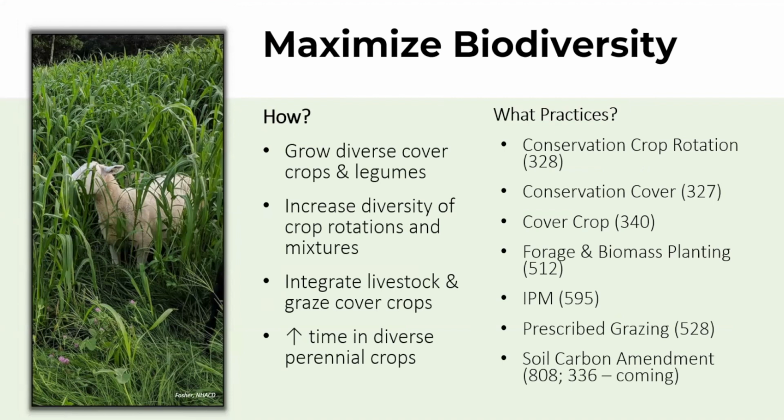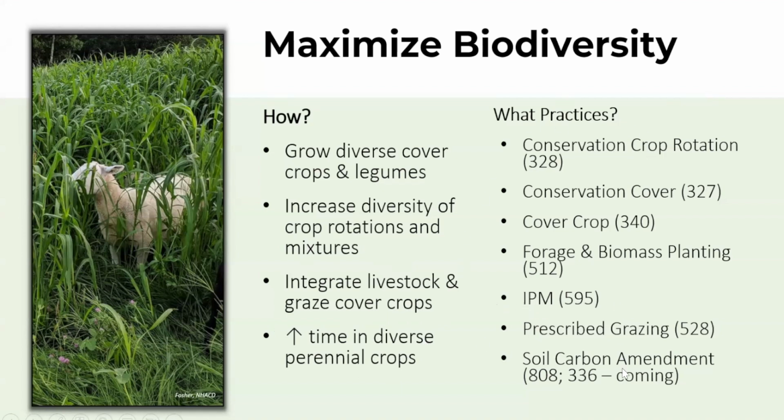These days, there are some pretty exciting groups out there, like the Savannah Institute is really helping folks adapt agroforestry to their situations. There's a host of ways to diversify, and we still need to work on the markets. That's one of the barriers that we'll talk about. But we really need more diversity in our systems. So growing diverse cover crops and legumes, increasing diversity of crop rotations and mixtures, integrating livestock and grazing cover crops, increasing the time in diverse perennial crops. Those are all ways to do that.